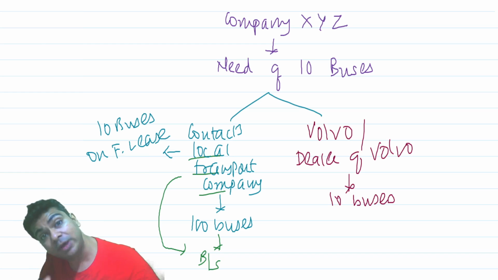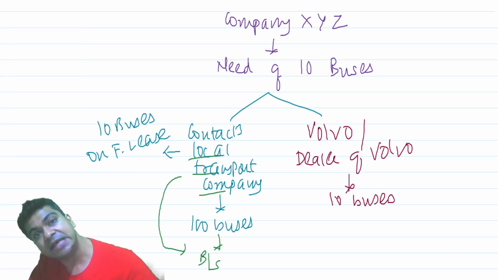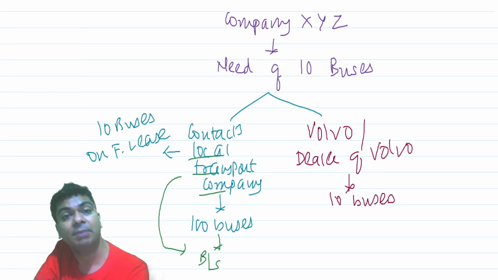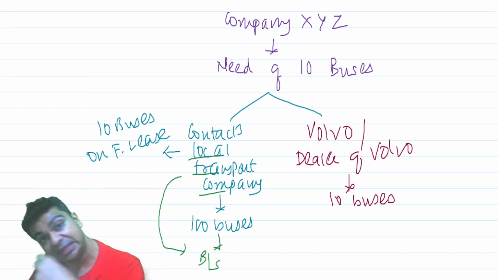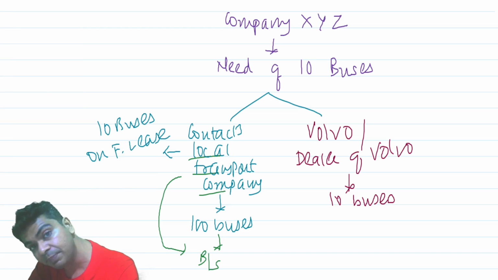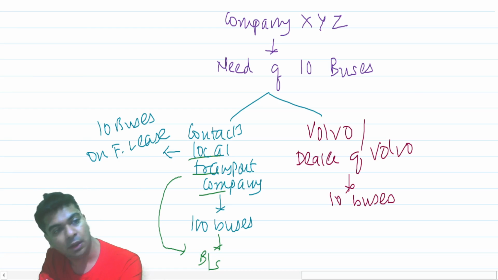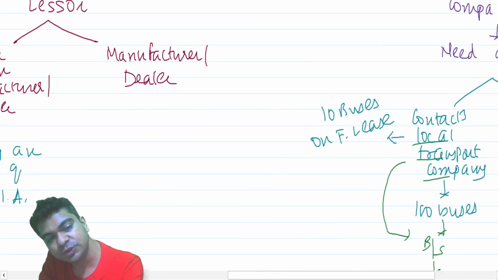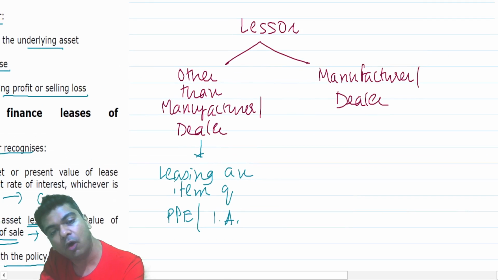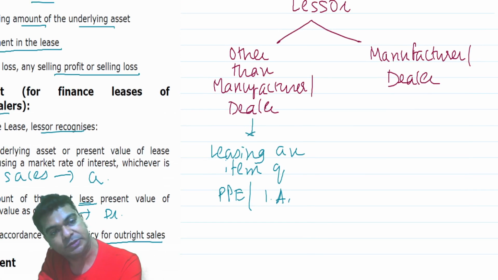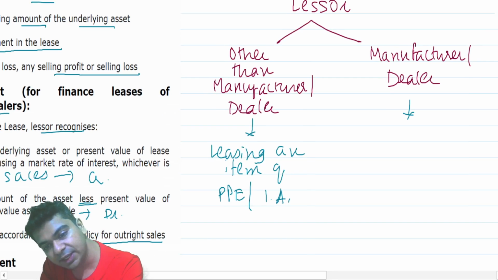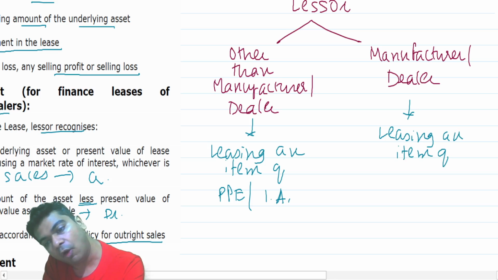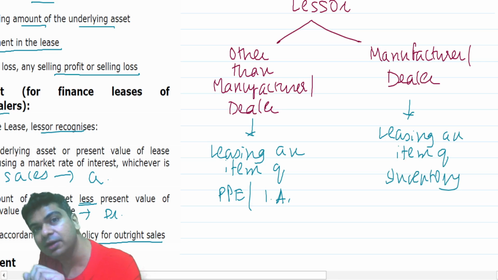Volvo is not showing the buses in its books as PPE. Volvo is showing the buses in its books as inventory, because it intends to sell these buses in the ordinary course of business. So when we discuss the manufacturer or the dealer, the manufacturer or the dealer is leasing an item of inventory, because you are planning to sell it in the ordinary course of business.